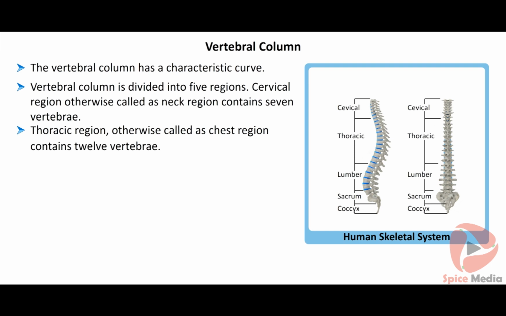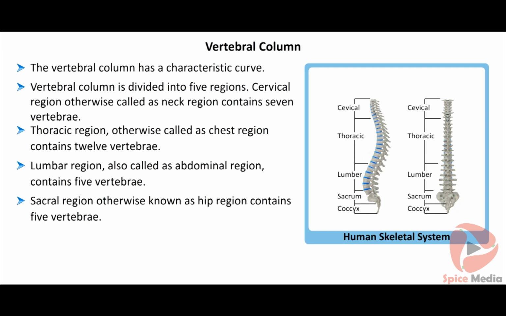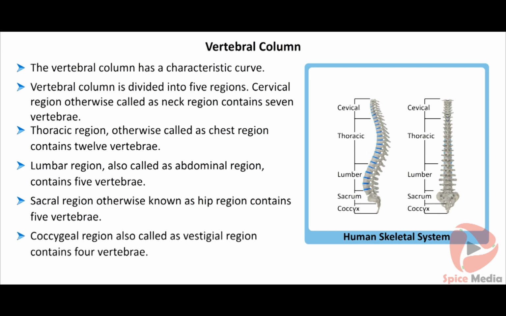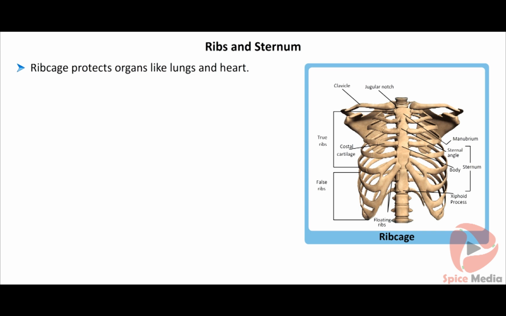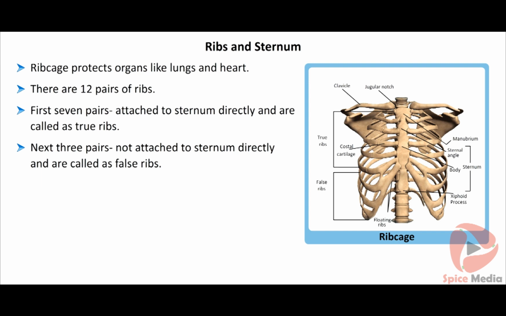The vertebral column has a characteristic curve. Vertebral column is divided into 5 regions. Cervical region, otherwise called the neck region, contains 7 vertebrae. Thoracic region, otherwise called the chest region, contains 12 vertebrae. Lumbar region, also called the abdominal region, contains 5 vertebrae. Sacral region, otherwise known as the hip region, contains 5 vertebrae. Coccygeal region, also called the vestigial region, contains 4 vertebrae.